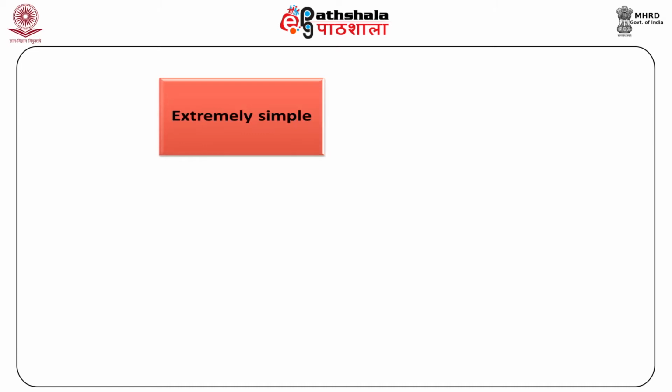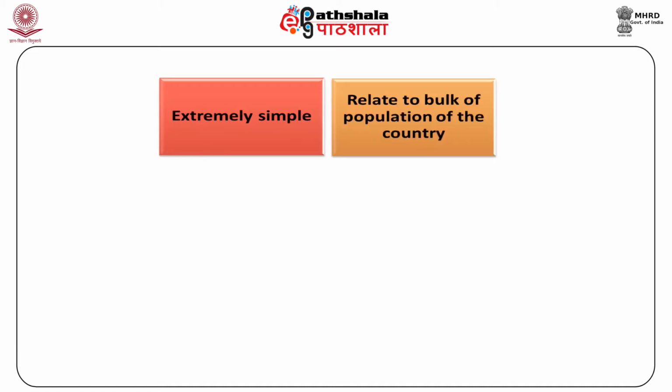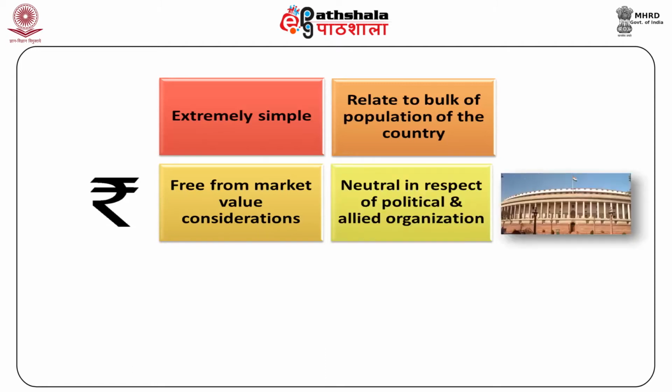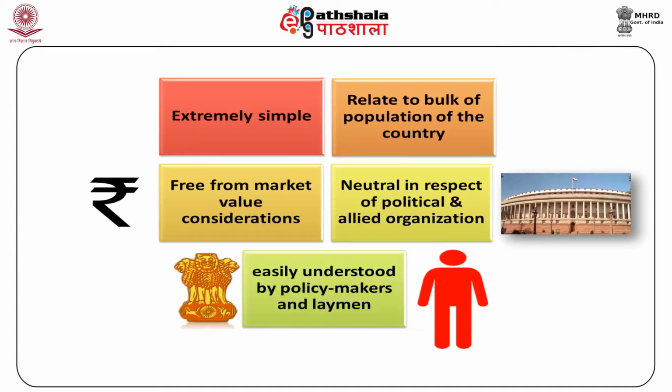The advantages of PQLI are: the procedure is of extreme simplicity. The chosen variables do relate to the bulk of the population of the country. The index is free from market value considerations because it includes no elements expressed in national currencies. It is also neutral in respect of political and allied structural organization of a country, thus facilitating inter-country comparison. It is also relatively unaffected by cultural diversities. Because of its simplicity, it is easily understood by policy makers and laymen.